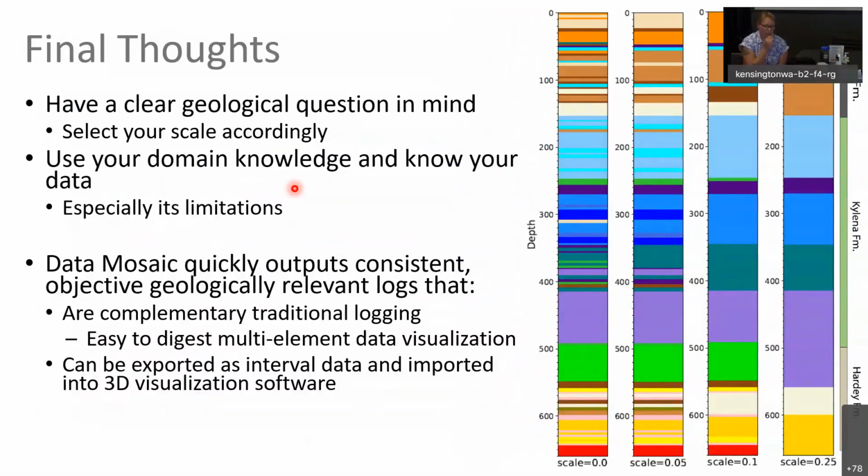And so just some final thoughts for applying this is, when you are looking to do something like this, make sure you have a clearly geological question in mind and scale accordingly. That's kind of the key thing. And make sure you use your domain knowledge in developing your method for doing it. Know your data, choose your variables wisely, and know the limitations of your data. And ultimately, if you do that, what you'll end up with is objective, consistent, geologically relevant logs, which you can quickly output, which are really complementary to traditional logging because it presents a lot of multi-element geochemistry in a way that's easy to digest visually.